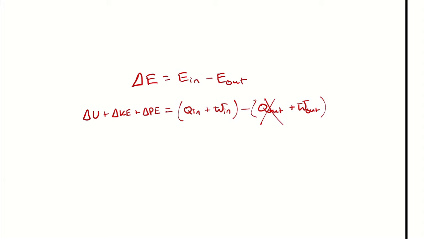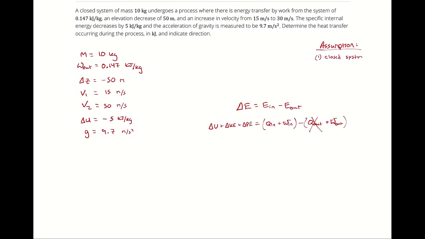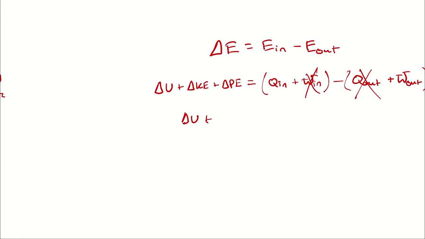Do I get rid of my works? No, because I was told I have a work occurring. I have a work out, so I'm going to eliminate work in. There could be a situation where I have more than one opportunity for heat transfer and more than one opportunity for work, but if the situation was complex enough to warrant that, the problem would tell me about it. The fact that we weren't told about any other opportunities for work implies that there's only one work occurring, and the fact that we only have one opportunity for heat transfer is a good indication that we're only going to include one heat transfer term. If we don't know enough to determine otherwise, we assume the simplest case. So I have delta U plus delta KE plus delta PE is equal to Q in minus work out.